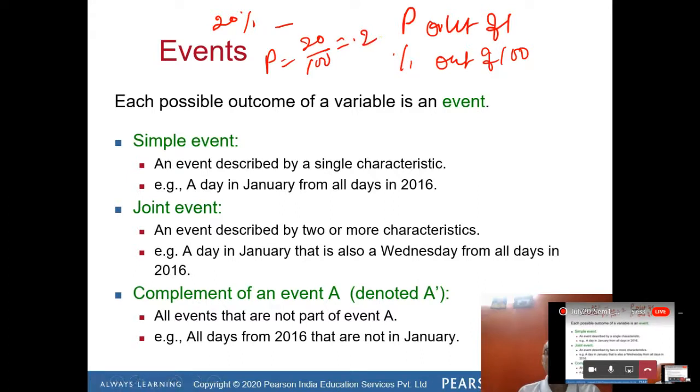We have seen three types of probability today: prior probability, empirical probability, and subjective probability, and how to calculate them.